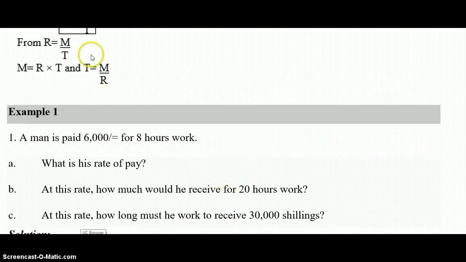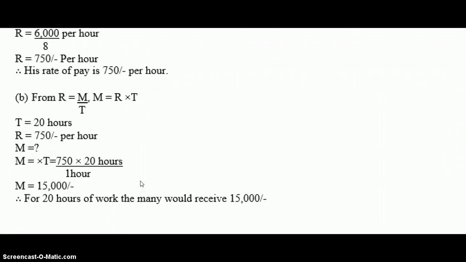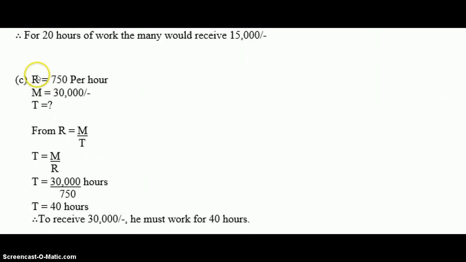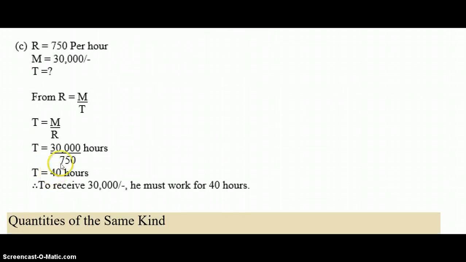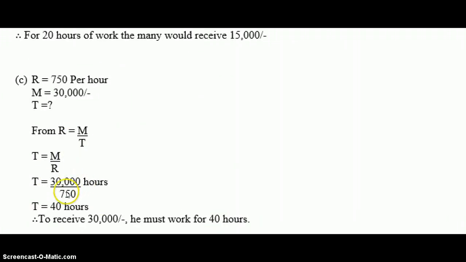Okay, remember that to get the time will be equals to money divided by rate. Time will be equals to money divided by rate. Meaning that you take this money divided by rate ambayo tumeipata hapa juu. So we can see that R equals to 750 per hour. Money, total amount of money we have 30,000. Then you are going to find the time. Meaning that from R equals to M over T, to get the value of T will be equals to money divided by rate. So from which the amount of money 30,000 divided by 750, you get 40 hours. Kwa hiyo kumbe ili apate shilingi 30,000 alitakiwa afanye kazi kwa masaa 40.